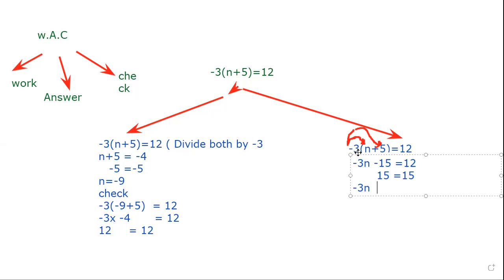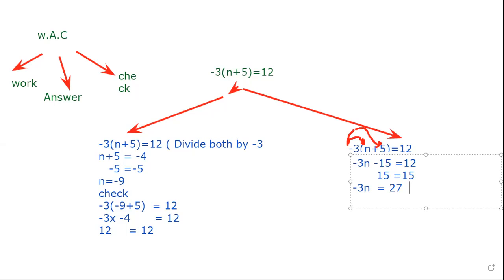So we have the other side. We have 27. What is the next step? If you have negative 3n equal 27, so what's the next step? Negative 3n equal 27, and we are looking for the value of n.